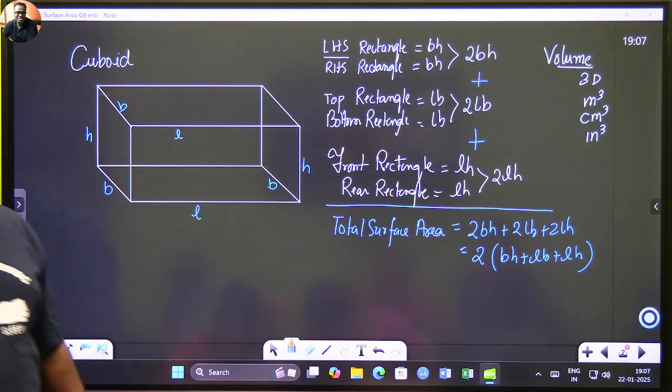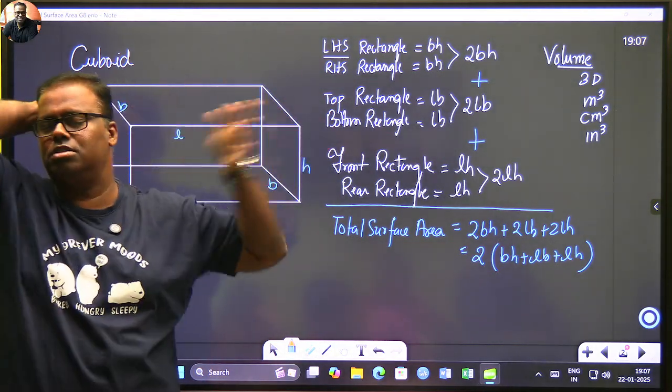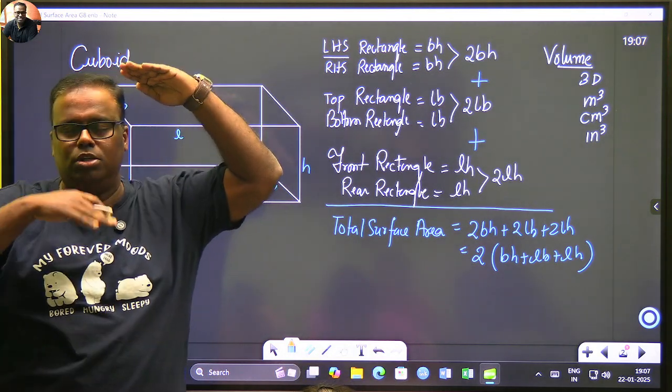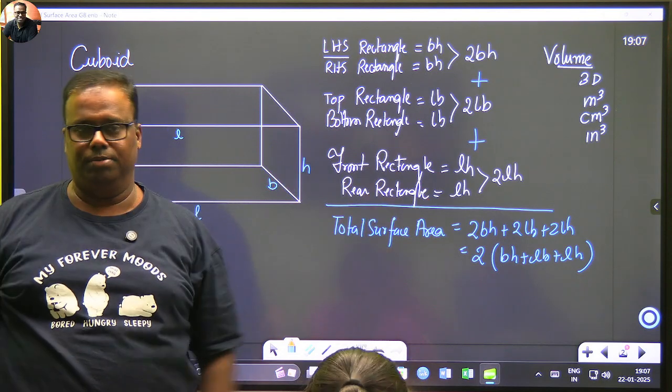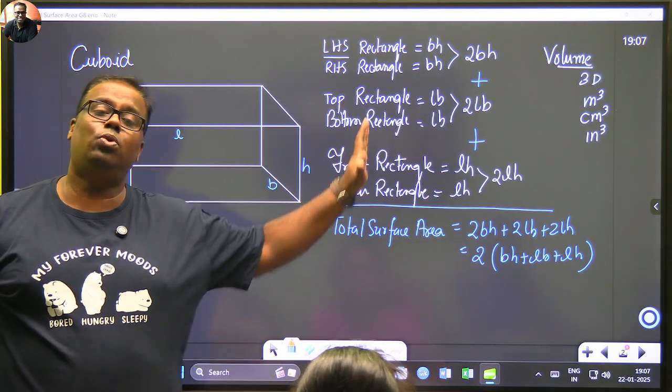Even if you forget in exam, you always remember, try to think, I have a shoebox, one surface, top, bottom, front, rear. Add karo, ho gaya. Clear? This is total surface area.